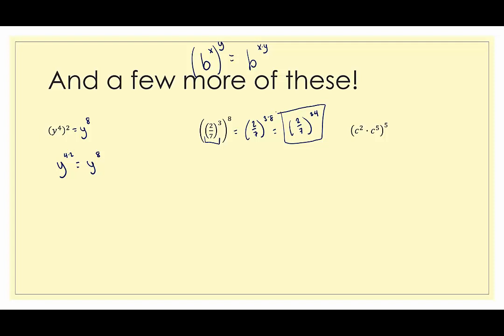Oh my. So in this last example, we have a little bit of work to do inside the parentheses. We have same base multiplication. And what do we do for same base multiplication? That's right, we add the exponents. So 2 plus 5 is 7. So inside we have c to the 7th, and that's being raised to the 5th power. Well, that's going to be c to the 7 times 5, and that's c to the 35th power. And there we have same base multiplication.